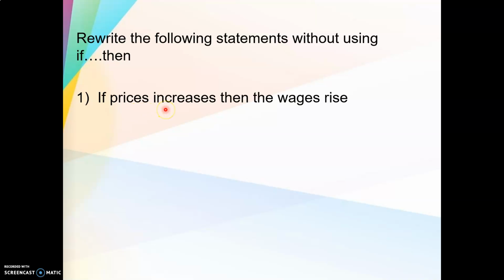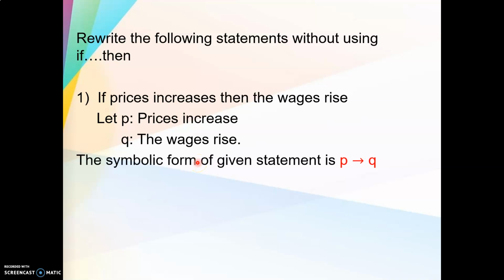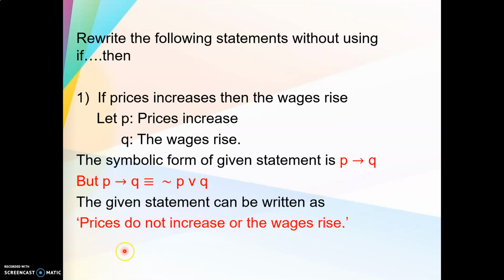Now the first statement here is price increases, and the second statement here is the wages rise. That is, let P be prices increase and Q be the wages rise. Now the symbolic form of this is P implies Q. Now you have to rewrite without if then. We already studied this formula in the previous video. So P implies Q is equivalent to negation P or Q. So you will write the negation of the first statement first, or the second statement. That is, prices do not increase or the wages rise.